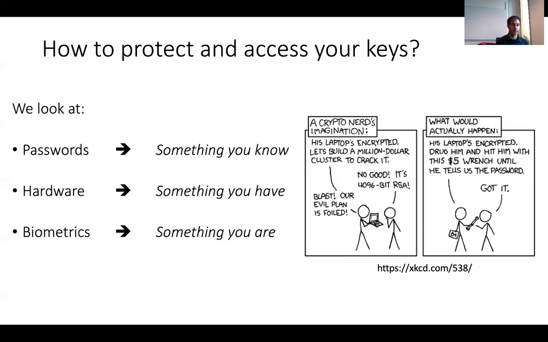evil plan is foiled." And on the right side, instead, you see what would actually happen: "His laptop is encrypted. Drag him and hit him with this $5 wrench until he tells us the password." "Got it." And the point of this comic is that the things we're looking at today, passwords, hardware, biometrics, are often the weakest links when cryptography is being used.